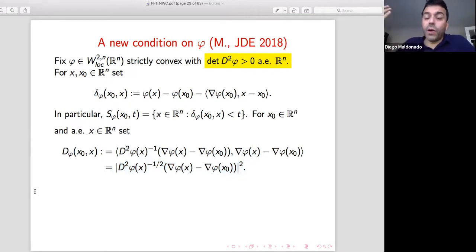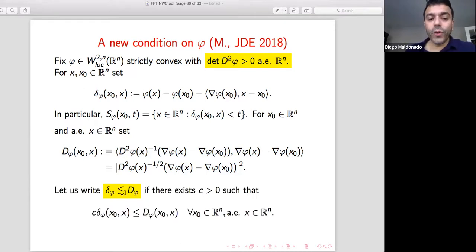All right. In general, we have these quantities. Now, the condition is this. We will say that delta is controlled by d if there exists some c positive such that, well, delta is controlled by d.